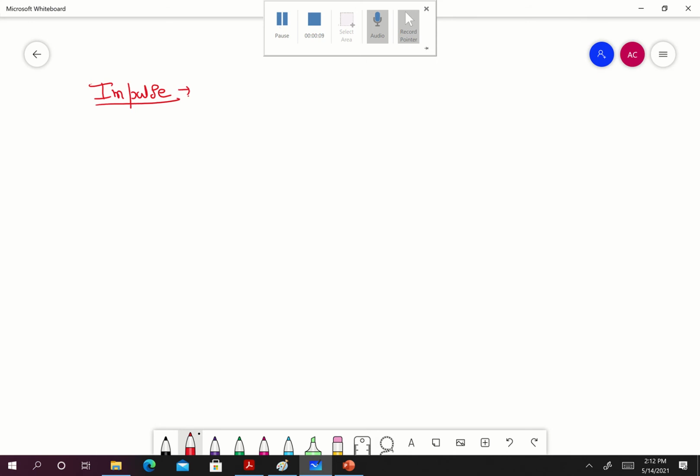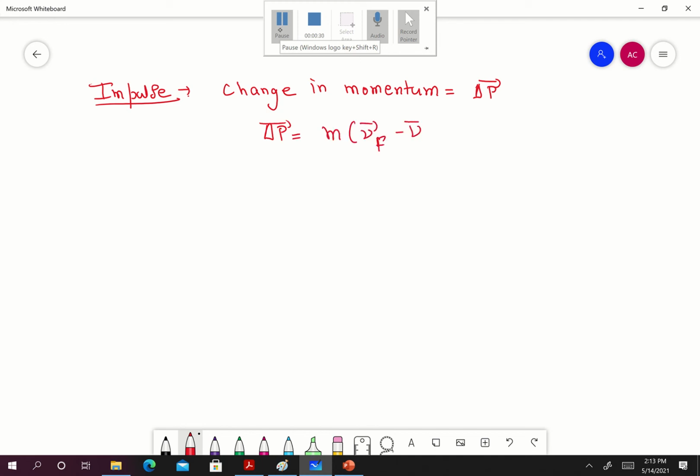Now if I look into the definition of impulse, it is the same as the change in momentum, which is equal to delta P. And if I write down the formula for delta P, it is equal to m times v final minus v initial. That is the change in momentum, and this is also equal to impulse.